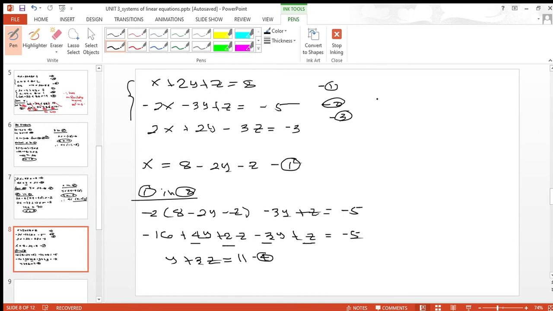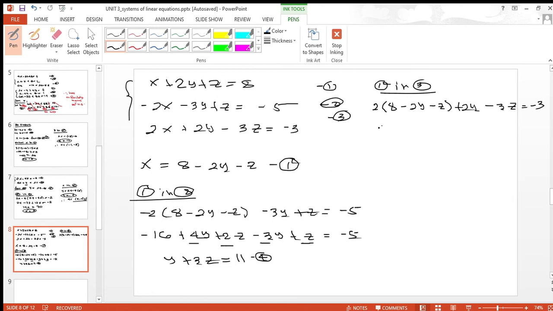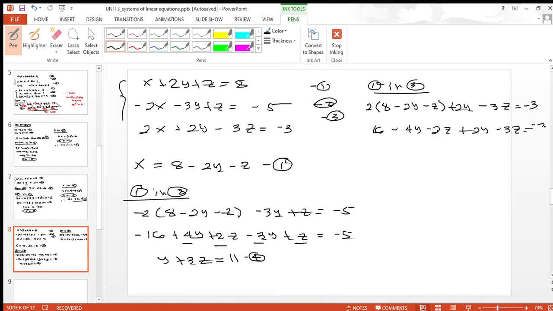And then, substituting again 1 prime, or x, in equation 3. What do we obtain? We have 2 times (8 minus 2y minus z) plus 2y minus 3z equals minus 3, giving us 16 minus 4y minus 2z plus 2y minus 3z equals minus 3. Combining similar terms, minus 4y plus 2y is minus 2y. Minus 2z minus 3z is minus 5z. Minus 3 minus 16 is minus 19. That's equation 5.